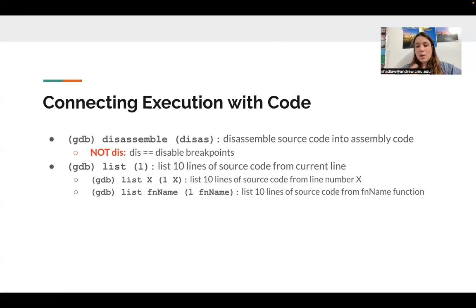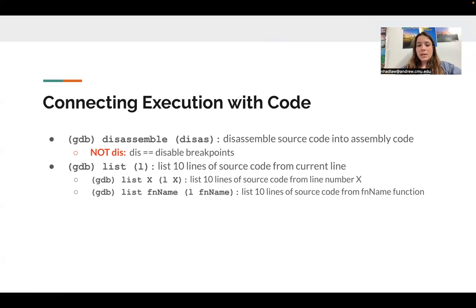Disable breakpoints. You want to be careful with that. It's DISAS. And then list will list 10 lines of source code from your current line. So if you want to see where in your C function you are, then you can do list.